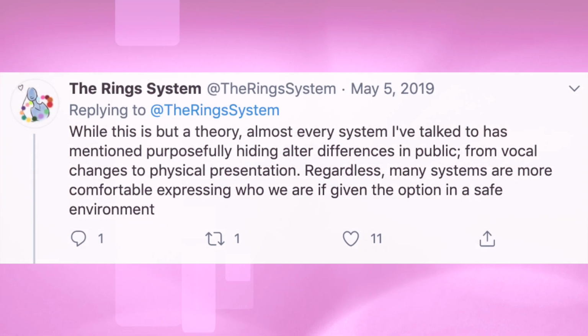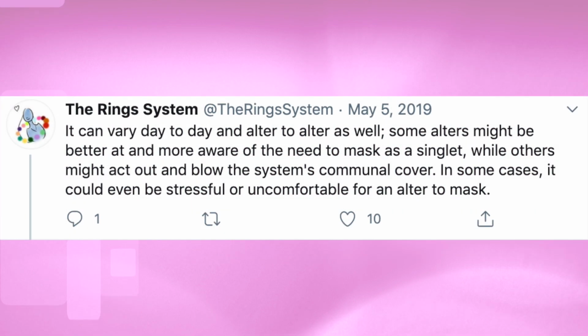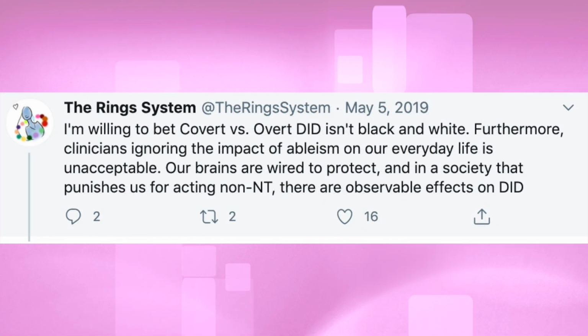While this is but a theory, almost every system I've talked to has mentioned purposefully hiding their altered differences in public, from vocal changes to physical presentation. Regardless, many systems are more comfortable expressing who we are if given the option in a safe environment. It can vary day to day and alter to alter as well. Some alters may be better and more aware of the need to mask as a singlet, while others might act out and blow the system's communal cover. In some cases, it could even be stressful or uncomfortable for an alter to mask. I'm willing to bet covert versus overt DID isn't black and white.